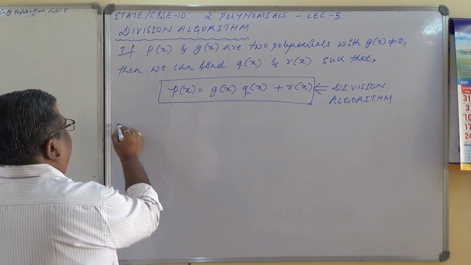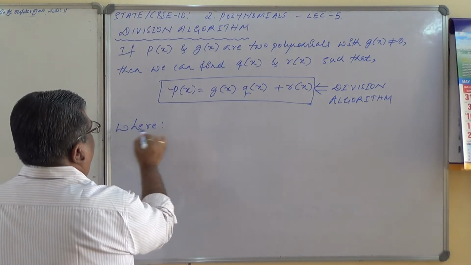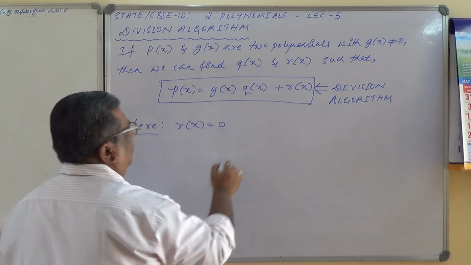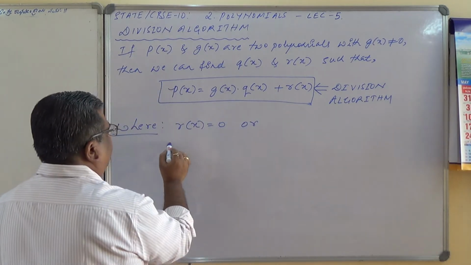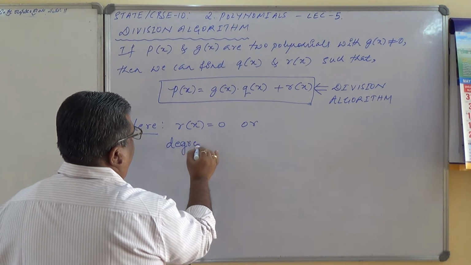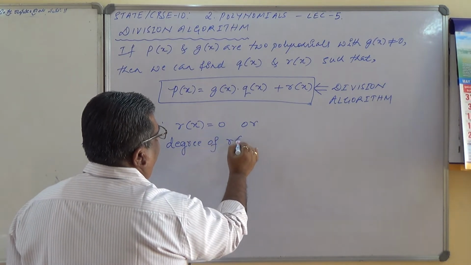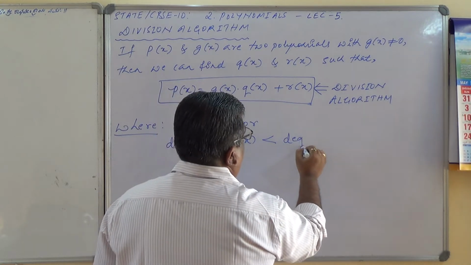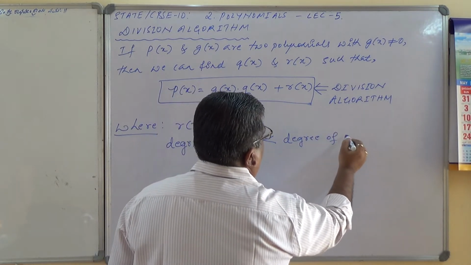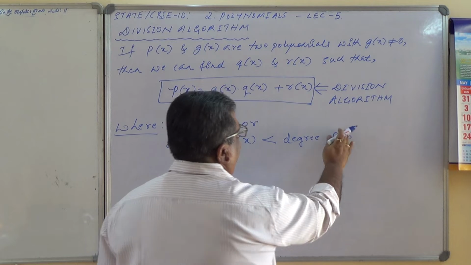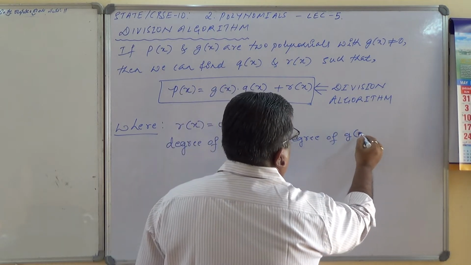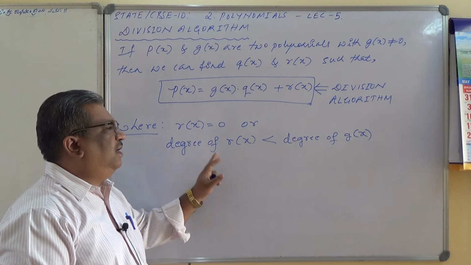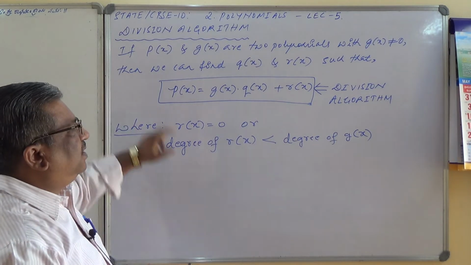With the condition where r of x equals 0 or degree of r of x should be less than degree of g of x. The degree of r of x should be less than the degree of g of x. So this is the division algorithm.